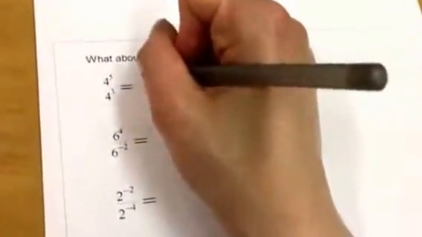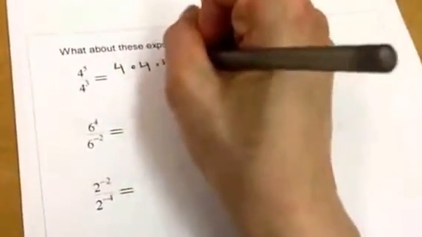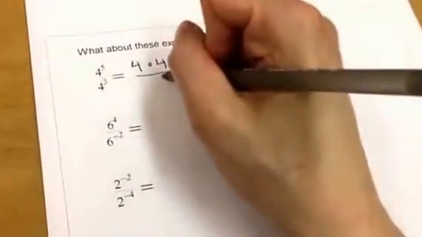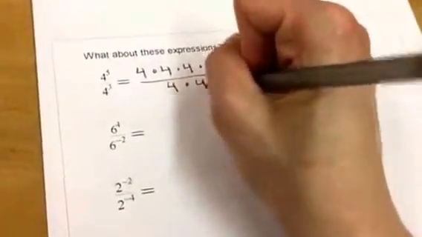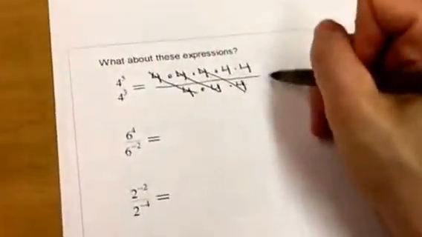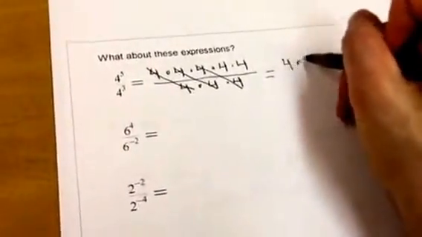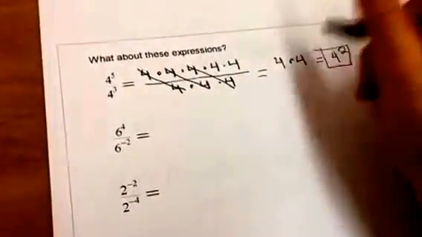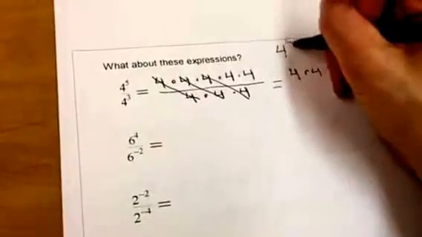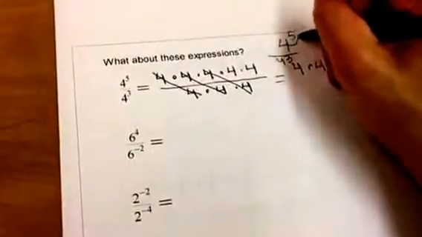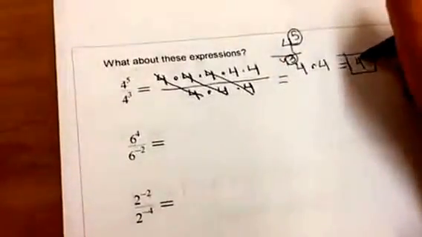We're going to expand it. So I have 4 five times. 1, 2, 3, 4, 5. And then I have 4 three times. 1, 2, 3. So I have 1, 2, 3 4s that I can cancel out. What I'm left with is 4 times 4, which is equal to 4 squared. So something I'm noticing is that with 4 to the 5th divided by 4 to the 3rd power, what was happening is that 5 minus 3 gives me 2.